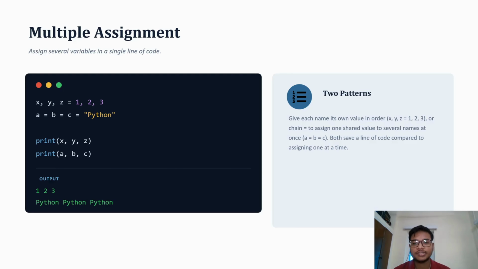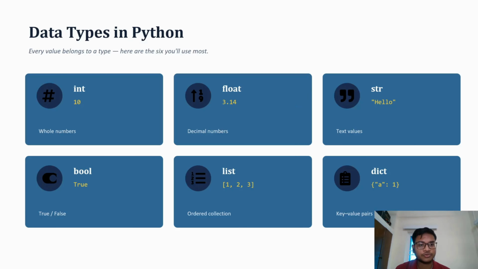To assign one shared value to several names, a equal to b equal to c, both save all lines of code compared to assigning one at a time. Okay, so I hope all of this is clear. So let's move forward.